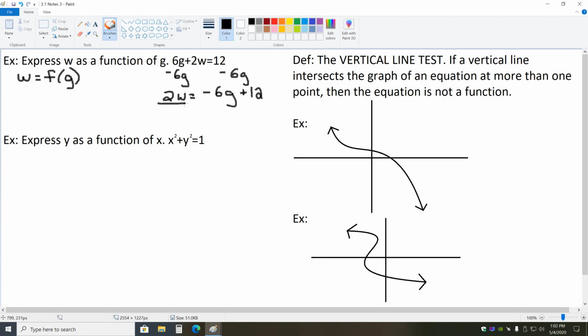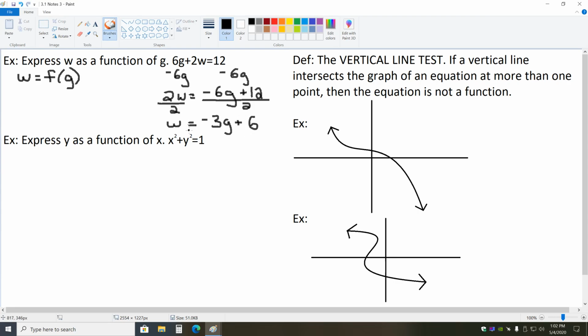And then we can divide each side by 2, which gives us w equals negative 6g plus 12 divided by 2. You could factor a 2 out of the numerator or just divide each term by 2. And when you do that, you get negative 3g. Negative 6g divided by 2 is negative 3g, plus 12 divided by 2 is 6. So w equals negative 3g plus 6. This is w in terms of only g and constants.